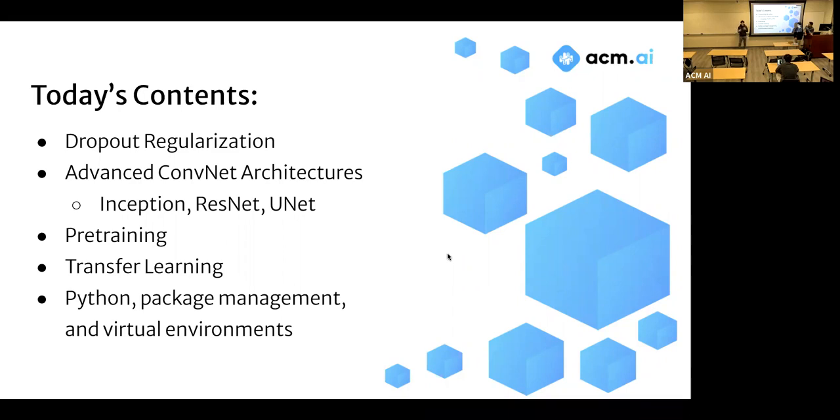And there's a lot of different reasons why that can happen. For example, if we have a really small training set, or certain ways of training can lead to overfitting. And regularization is a way for us to combat that. And then we have some advanced convolutional neural network architectures: Inception, ResNet, and UNet.